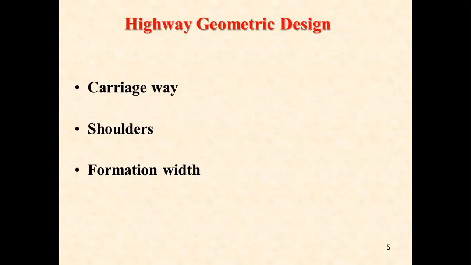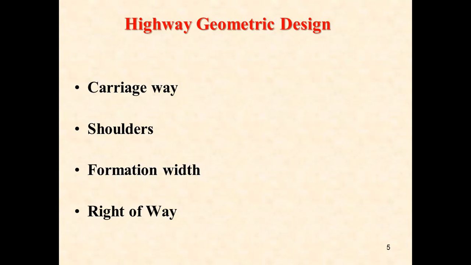Now we go for the first one, the cross-sectional elements. What are the cross-sectional elements we design for the roadway or the highway? The first one is the carriageway, then the shoulders, then the formation width, then the right of way. In addition to that, we provide the camber or the cross slope, which comes under the cross-sectional elements. Now we'll discuss them one by one.